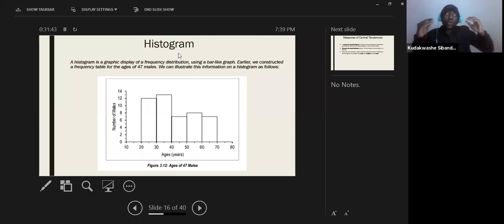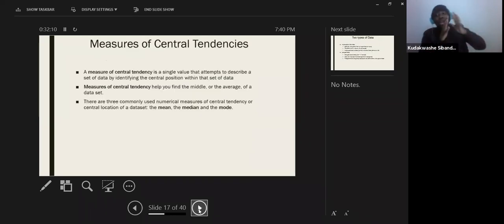So when we have grouped data, you can either display it as a frequency table, or you can display it in the form of a histogram. It's still the same information that is being conveyed. So this is that frequency table of 47 men, but now the frequencies are displayed not as a table, but as a chart, which is called a histogram.